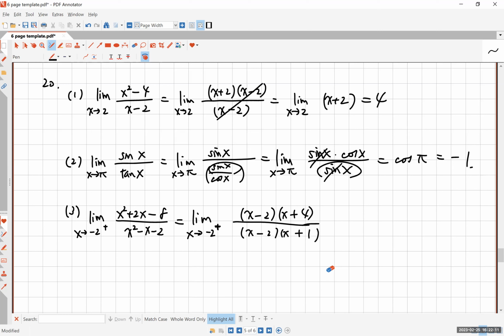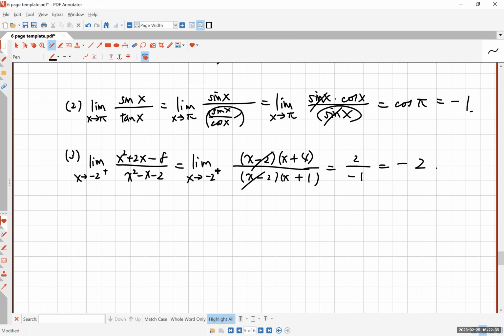Actually, you can just plug in -2 in this case. Hold on a second. Anyway, you cancel these, and you plug in -2 here. That's going to be 2 over -1, so the answer is -2. But I think for this one, you could have just plugged it in, because plugging in -2 is not going to cause any problem here. Let's try to plug in -2.